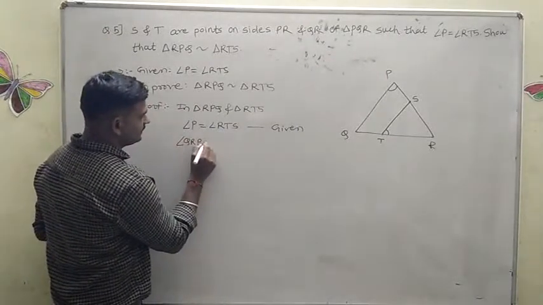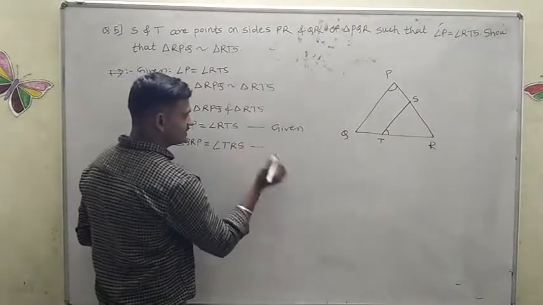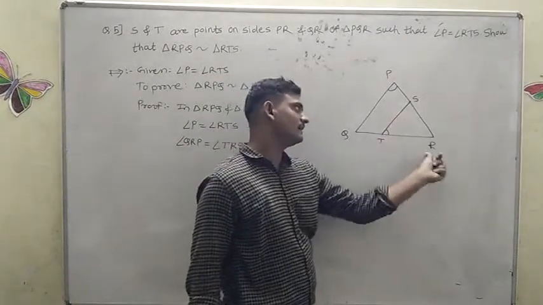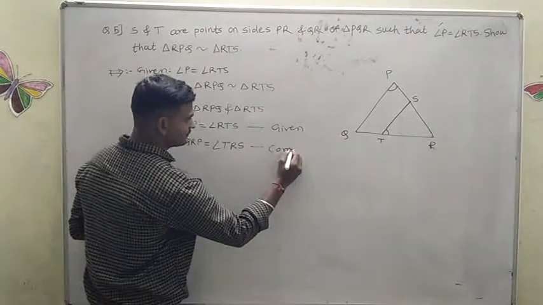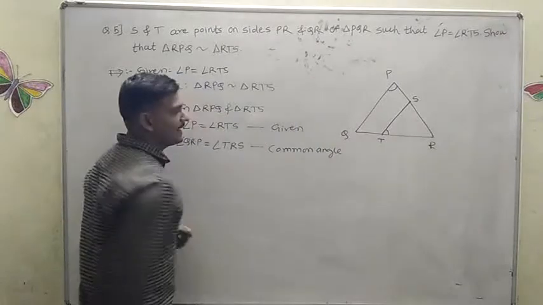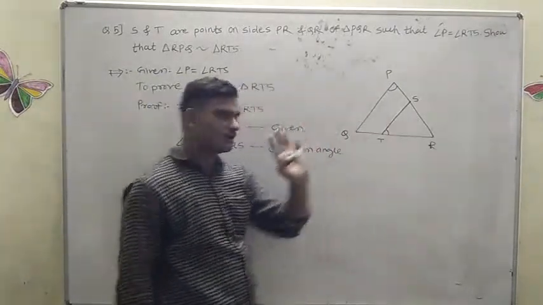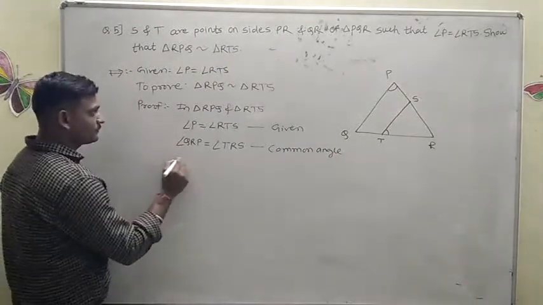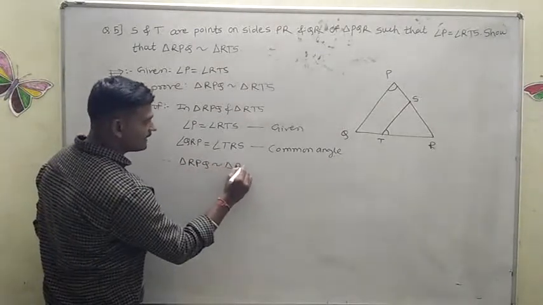And angle QRP is equal to angle TRS. What is the reason? Reason is common angle, because angle R is common in both the triangles. Therefore, angle R is a common angle and these two angles are equal. Therefore, triangle RPQ is similar to triangle RTS.